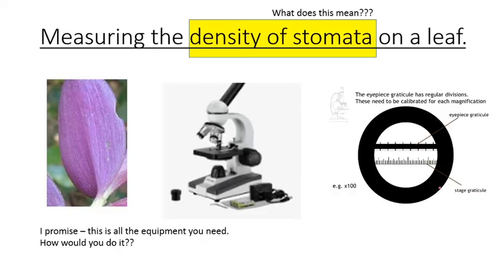Okay, final little practical that we are going to do when we get back, but I have to mention this because there was a question on the AS paper that we gave to our current Year 13s last year when they were doing their summer exams. They were asked for, I think, 4 marks, how would you measure the density of stomata on a leaf? And although they had all done it in the classroom, because we hadn't necessarily made a big deal of the word density of stomata, they didn't have a clue what to do.